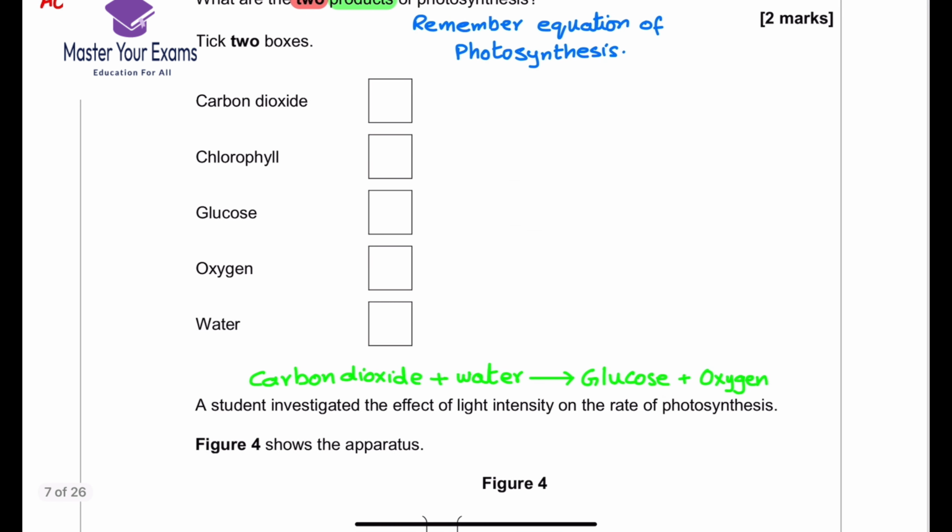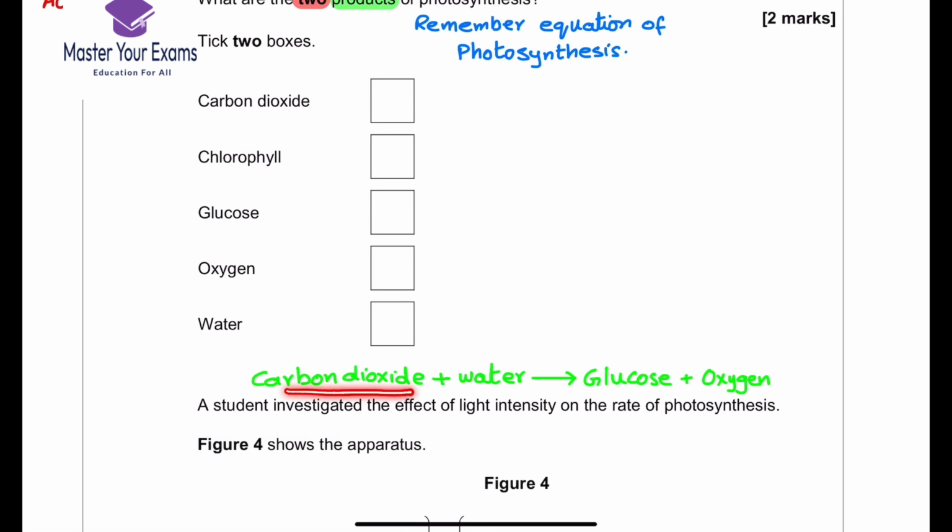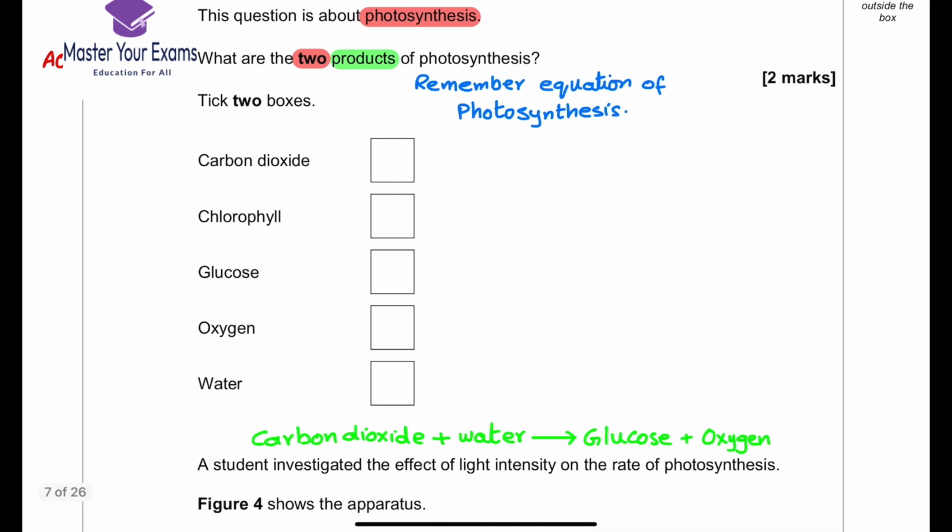So, I have written this equation here. The plants take carbon dioxide from the air and they take water from the soil and they make glucose and they release oxygen in the air. These are my reactants and these are my products. So I have two products right now. One is glucose, another is oxygen. So I'm going to pick my products here. One is glucose and the other is oxygen during the process of photosynthesis.